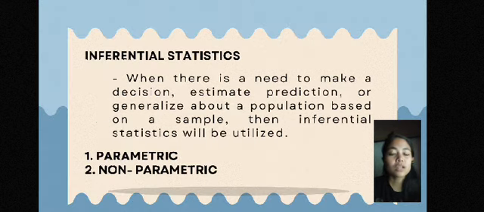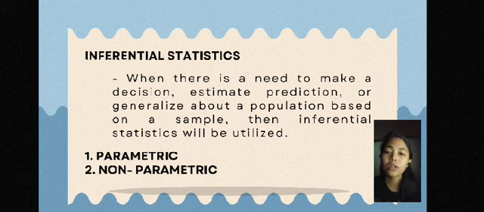On the other hand, inferential statistics, these are when there is a need to make a decision, estimate prediction, or generalize about a population based on a sample, then inferential statistics will be utilized. There are two types of statistics in inferential. These are parametric and non-parametric. Parametric test is used when data is normally distributed or when the sample size is reasonably large, while the non-parametric test is used when data is not normally distributed or when the sample size is too small.